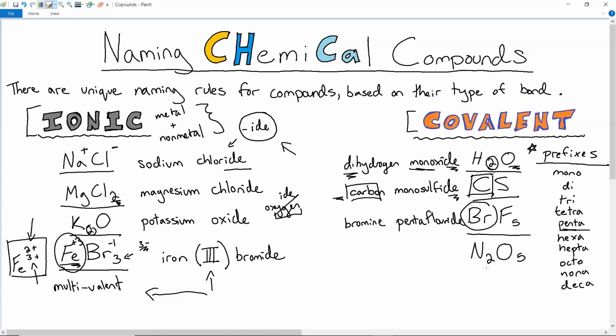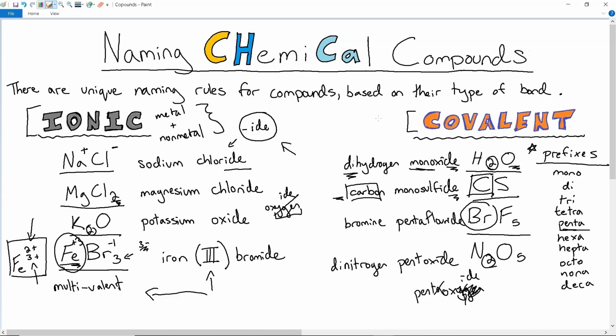Last one, we do have more than 1 atom at the beginning here. So I do need a prefix: dinitrogen pentoxide. Again, oxygen is a little bit strange. There will be some slight variations when you add prefixes and suffixes. So instead of writing pentaoxide, it's just pentoxide. So there will be some slight changes for oxygen.